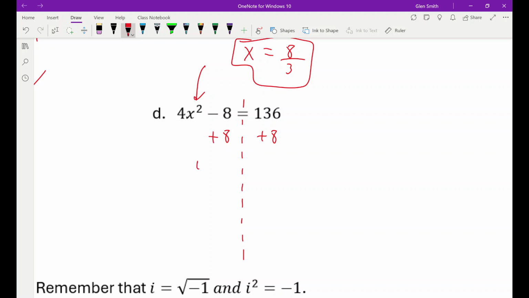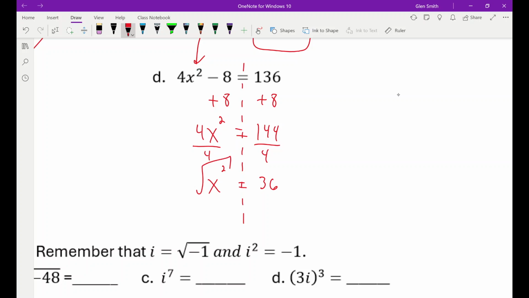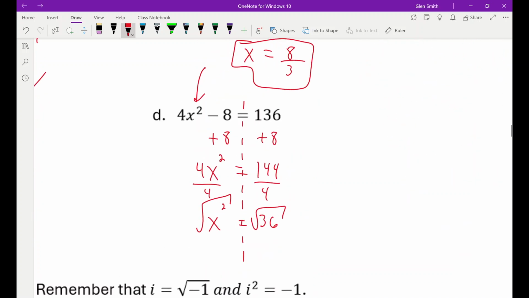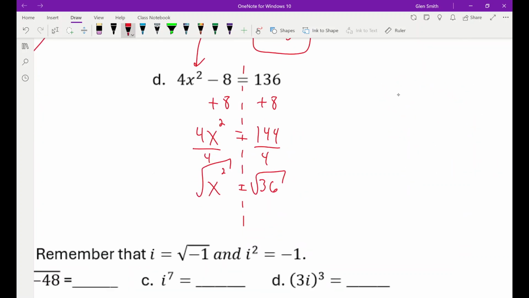So the minus 8 and the plus 8 cancel out. That leaves me with 4x squared equals 136 plus 8 happens to be 144. I need to divide by 4 on each side. And that gives me x squared is 36. And to get rid of that squared, I need to take the square root. Okay, but when I do that for square roots, not for cube roots, like we did up on number, which one was that? Letter A. When you take the square root, I'm going to put it in blue so you see it. You got to put a plus or minus out front. Okay, because if x squared is 36, x could equal either positive or negative 6.